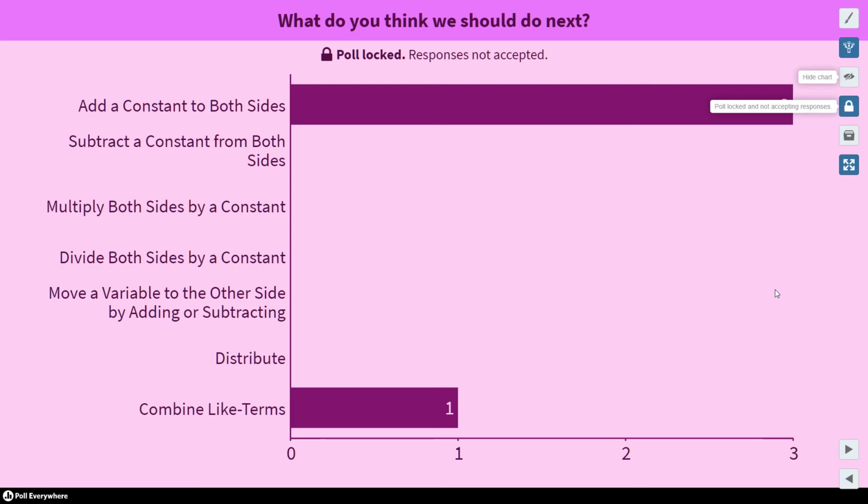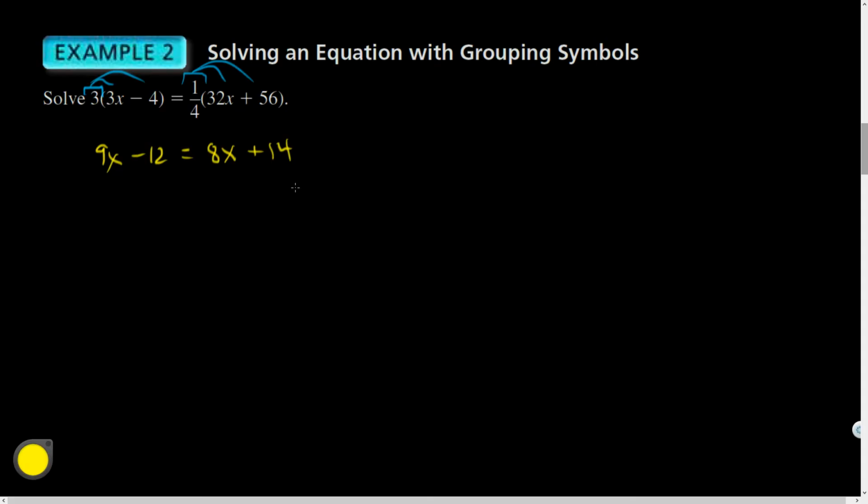Guys, I wouldn't add a constant to both sides. I mean, I can add 12 to both sides, but I haven't decided what side I'm bringing x to yet. You're allowed to do that. You might even have had the forethought of I'm going to keep the x over here, and so adding that 12, you could do that. Yeah, what's your thought?